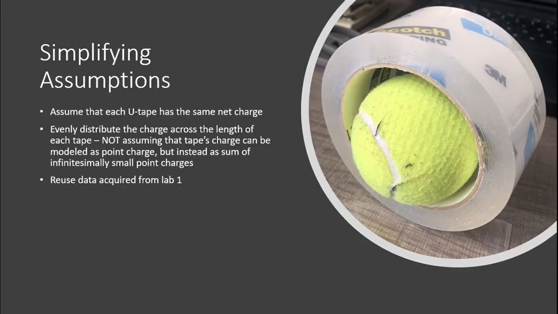Some simplifying assumptions we'll make are that we'll assume each tape has the same net charge and that this charge will be evenly distributed across the length of each tape. Note this is fundamentally different than assuming each tape as a point charge.